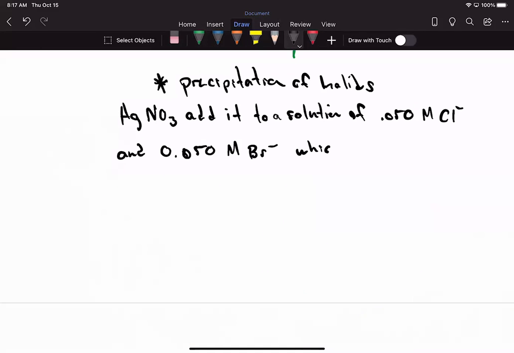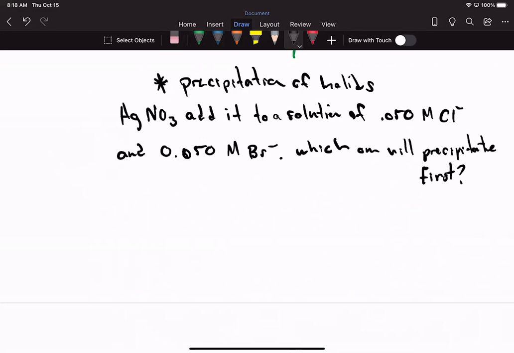so that silver bromide and silver chloride will both precipitate, but which one will precipitate first? We know that silver chloride will precipitate. We know that silver bromide will precipitate. But if chloride and bromide are in the same solution and we just add some silver nitrate to it, which one of them is going to precipitate first?